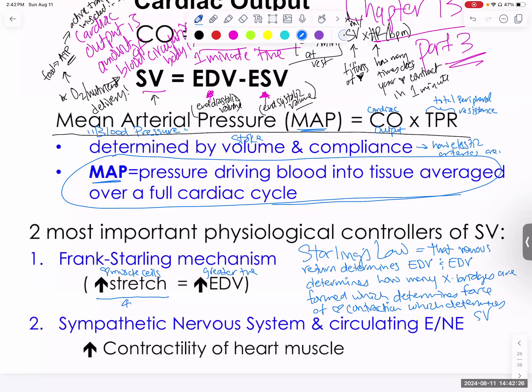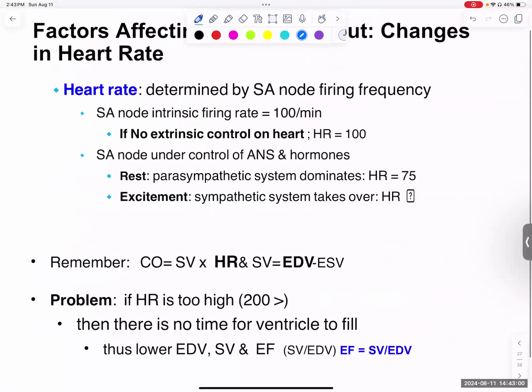And so that's where that stretch equals high end diastolic volume. There's a second thing that controls stroke volume, and that's the sympathetic nervous system. That's where you get the circulating neurohormones of epinephrine, norepinephrine. They bind to adrenergic receptors on the heart muscle cells, and that is going to increase the strength of contraction, which is then going to increase the stroke volume. So you can increase your stroke volume through sympathetic nervous system activation.